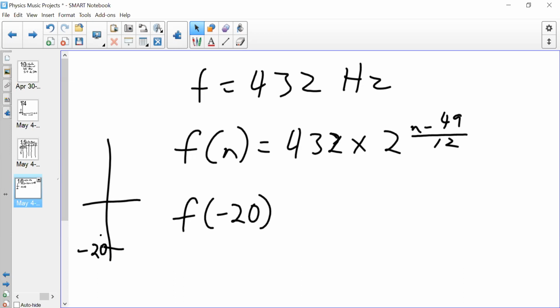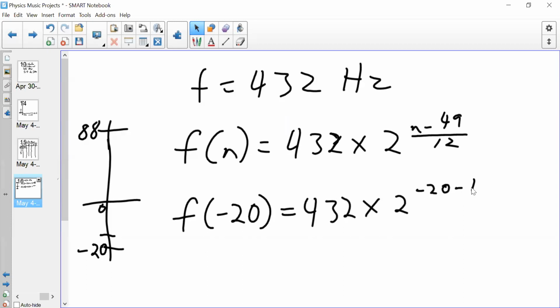So it's going to go all the way up, minus 20, minus 19, all the way up to 0, and then continuing on until we get up to 88, which is the last key on the piano, the highest tone on the piano. So we go 432 for the minus 20th position, 432 times 2 to the minus 20 minus 49 over 12. You should do this for yourself. So you put a minus sign in front of the 20, minus 49, that's minus 69, divided by 12. That's negative 5.75.